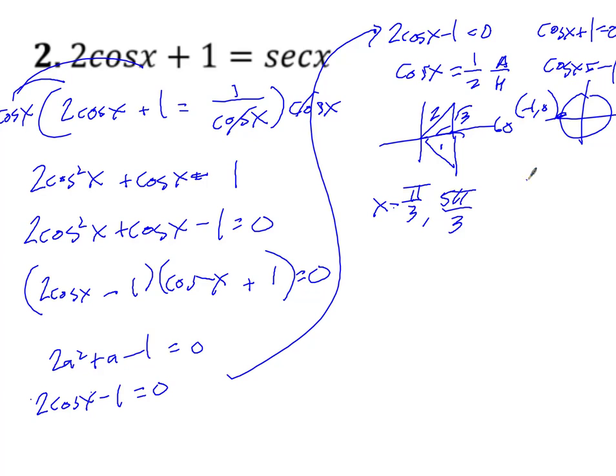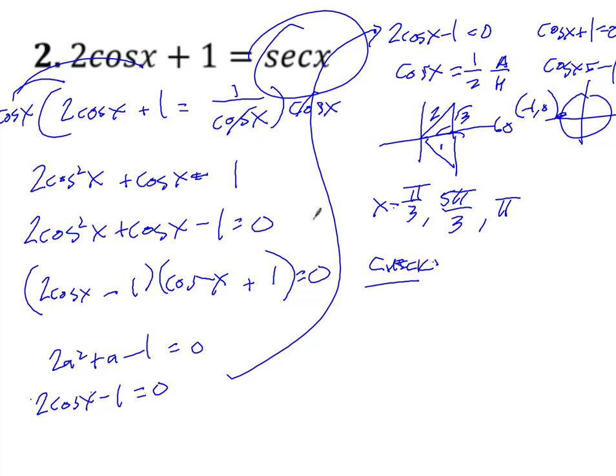Okay, that would happen at pi. So therefore, our three solutions are pi over 3, 5 pi over 3, and pi. Now, we have secant in here, so this has to be checked. However, the only times that secant would be undefined would be at quadrantals. So that's one good thing.